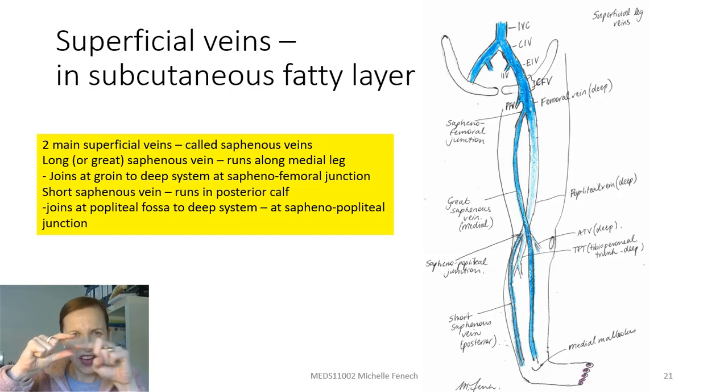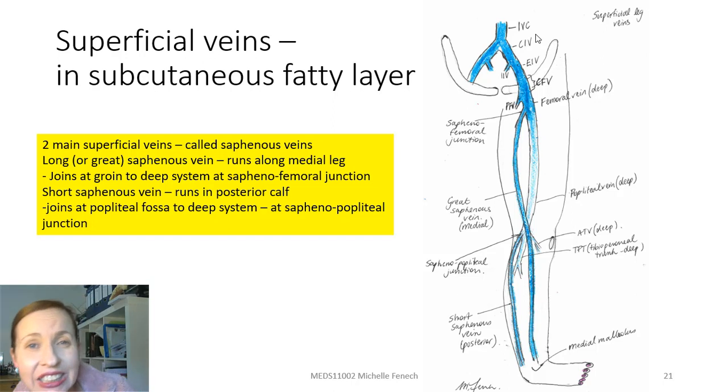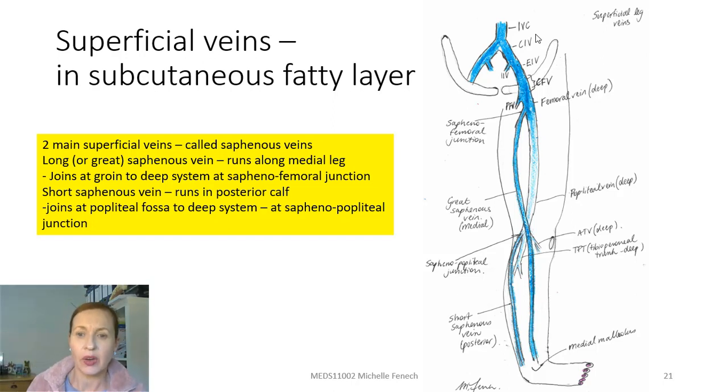So they sit in fat, the subcutaneous fatty layer between the skin and the fascia that overlies the muscles. And these are called our saphenous veins. And so saphenous, this word here. Basically we have a really long one, which runs from our groin all down the inside part of our leg, down to the inside part of our ankle and behind our medial malleolus here.